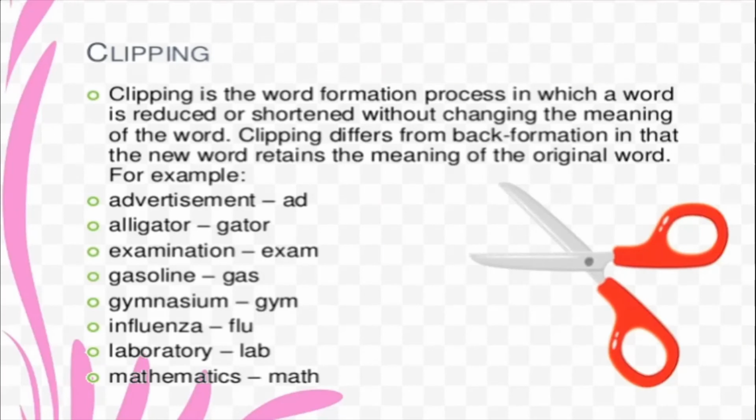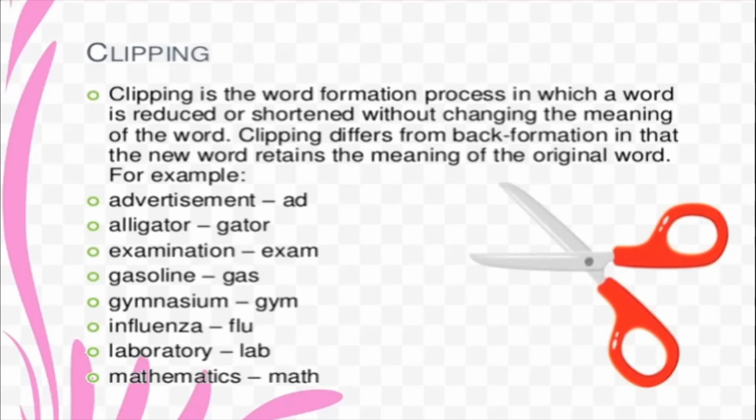As you can see in this image, you can see a scissor. So what do you do with a scissor? With a pair of scissors, you clip things. You cut clothes, or you cut a piece of rope or a thread, etc. So clipping also in vocabulary means cutting or shortening or reducing. So let us read the meaning of clipping here.